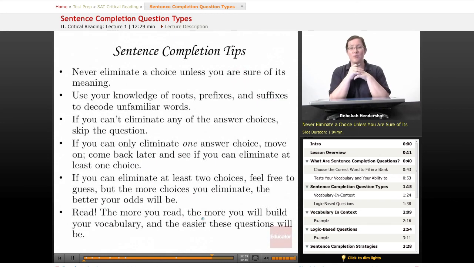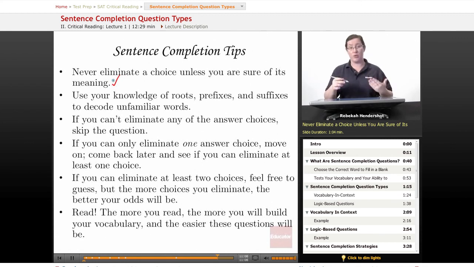All right, our final round of sentence completion tips. First and foremost, never eliminate a choice unless you are sure of its meaning. If you don't know what the word means, don't cross it off unless you have some other way of eliminating the choice. If you have a two-blank question and you know based on one of the words that it cannot possibly be the right answer, go ahead and eliminate it even if you don't know what the other word means. But if you have no clue what that answer means, leave it. Just leave it. It might be the right answer.